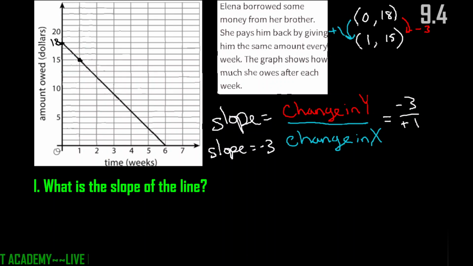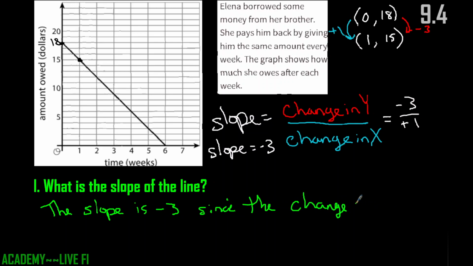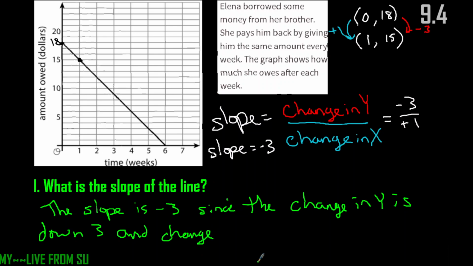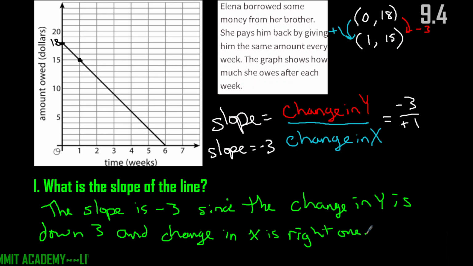So let me write that response in there. I can say the slope is negative 3 since the change in y is down 3 and the change in x is right 1. Okay. So make sure you can always write your slope as a ratio, meaning a fraction. Find the change in your y divided by your change in your x, get your slope.